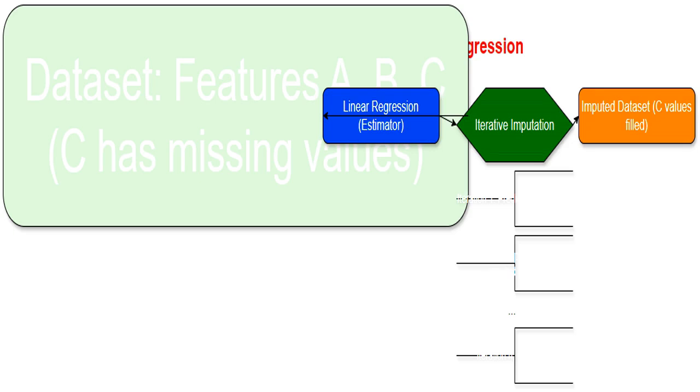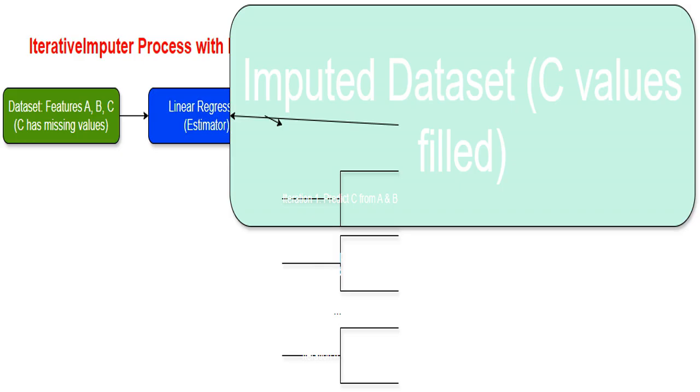I'm using linear regression to model the relationship between my features. Linear regression finds the best fitting line, or plane in multiple dimensions, to predict one variable based on others. The estimator is the tool, in this case, the linear regression model, that I use for prediction at each iteration. Finally, I have a complete dataset where all the missing values in C are filled in with estimates from our iterative process. I have a finished dataset ready for further analysis.